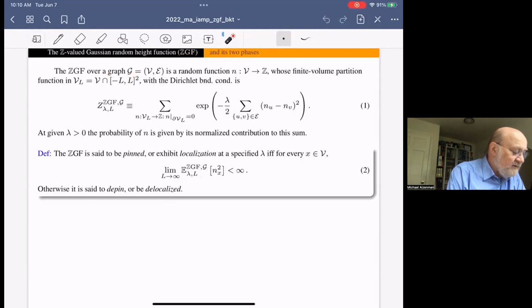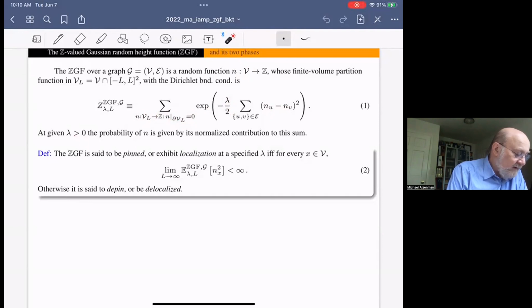Over a given graph G, where V denotes the set of vertices and E the edges, the ZGF is given by a random function, which we denote by n, defined over the vertices, for which the partition function is just the sum over all configurations which are integer valued with the Dirichlet boundary condition. So the function vanishes at the boundary, and weights which look like the familiar Gaussian field, which is exponential of minus lambda over 2 times essentially the gradient of n squared. Lambda is the coupling constant.